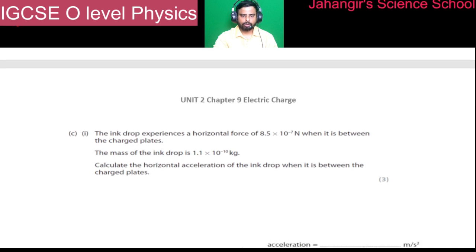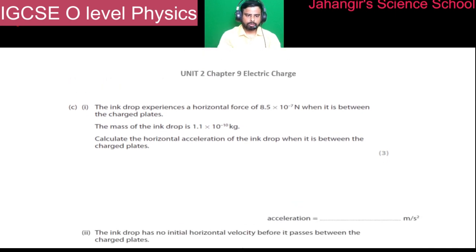Now question number C. The ink drop experiences a horizontal force, this one, horizontal force F, when it is between the charged plates. The mass of the ink drop is 1.1 × 10^-10 kg. Calculate the horizontal acceleration. We know resultant force F equals ma.